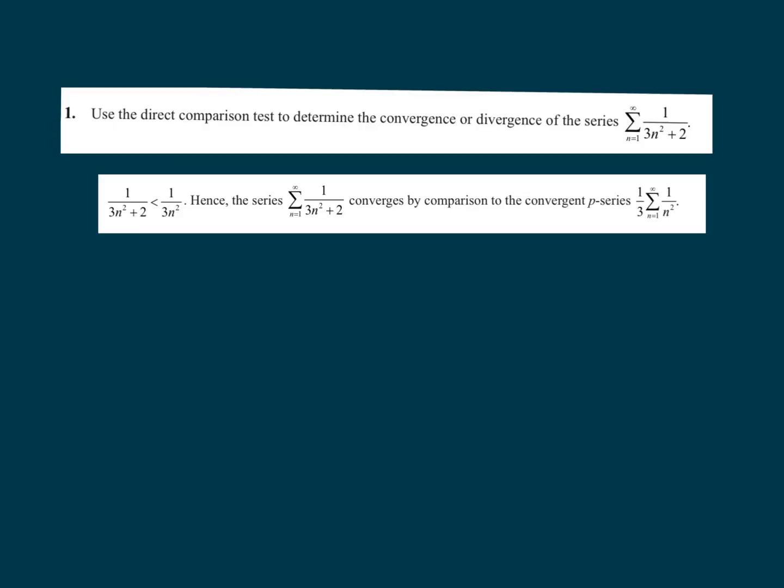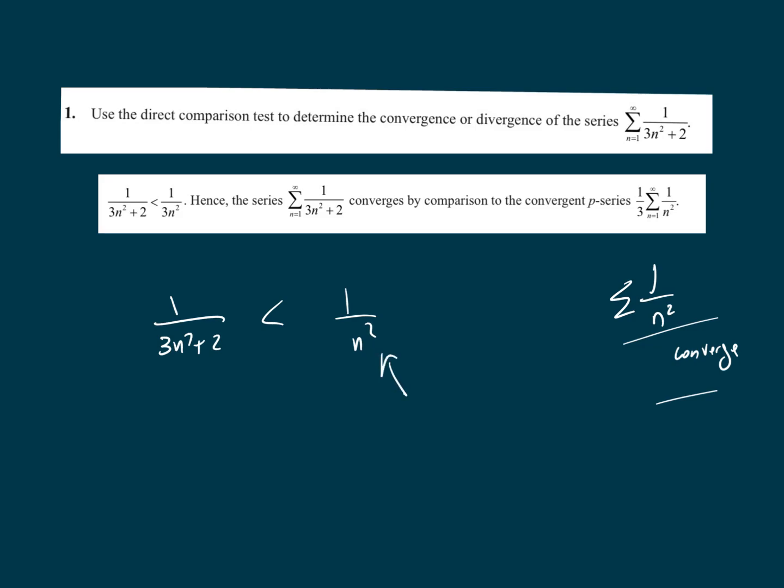First problem: use the comparison test to determine the divergence or convergence of the series. I will say my thermometer series is this one, and I know that this one converges. So if I can prove that the series 1 divided by 3n squared plus 2 is smaller than 1 divided by n squared, I will say these converge.